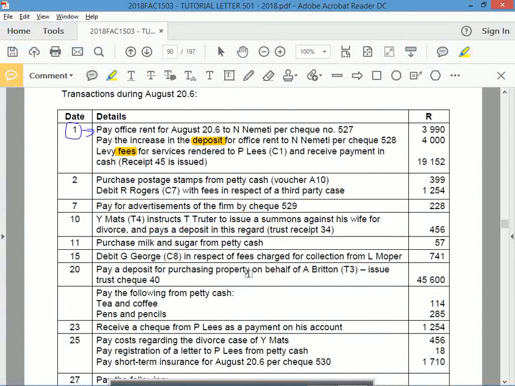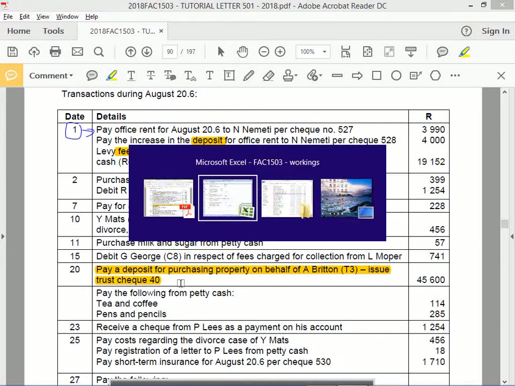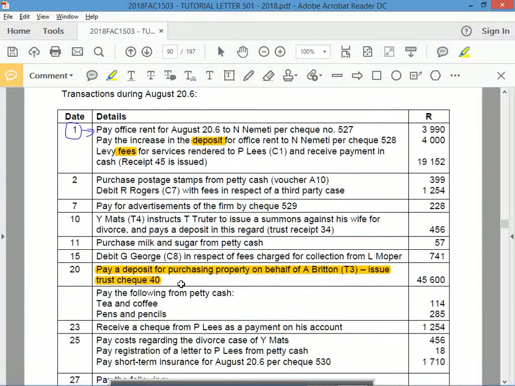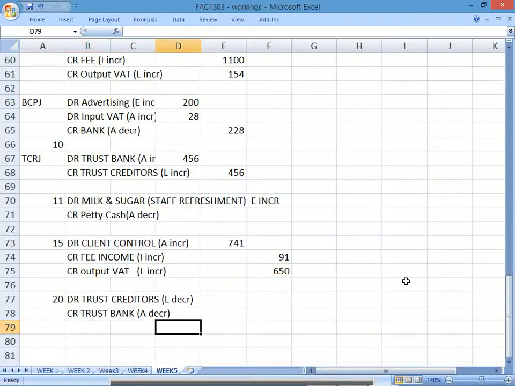Pay a deposit for purchasing property on behalf of A. Issued a trust check. That's important. Trust check, because now you know this is a client expense. They're paying the deposit. So you would have debited the trust creditors, liability decrease, credit the trust bank account, asset decrease. 4, 5, 600.